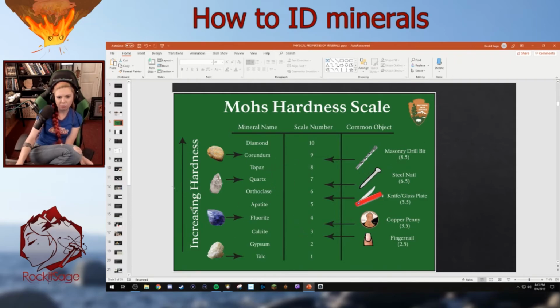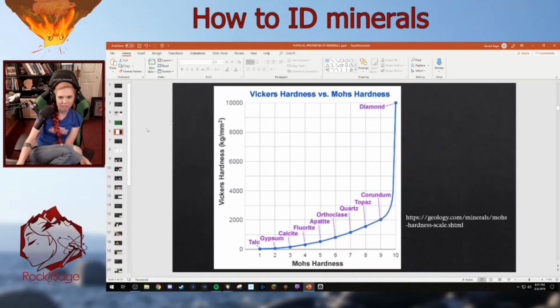But I think we've exhausted the Mohs hardness scale. The Vickers hardness scale is actually the one with a number. We can measure a hardness of every mineral. And you can see that for the most part, these minerals are all on the Mohs hardness scale. And so they wanted to show you relative to each other how hard they actually are.